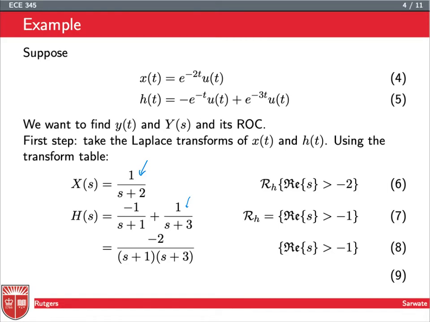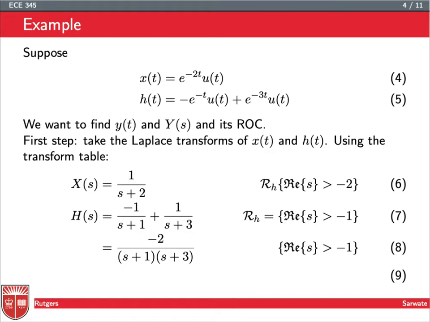This has ROC real part of s greater than minus 3, but this one has ROC real part of s greater than minus 1, and so the intersection of those is going to give us the real part of s greater than minus 1. So if we take H of s and we cross multiply, we multiply the s plus 3 by minus 1 and the 1 by s plus 1 and gather terms, we get minus 2 over s plus 1 times s plus 3.